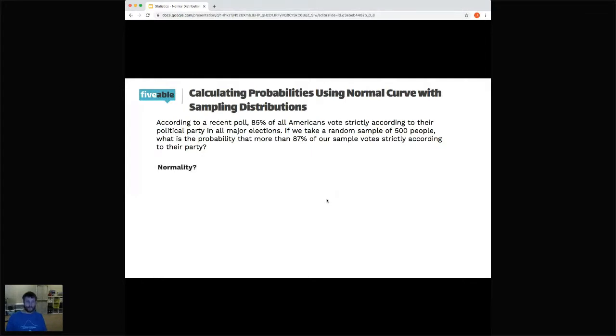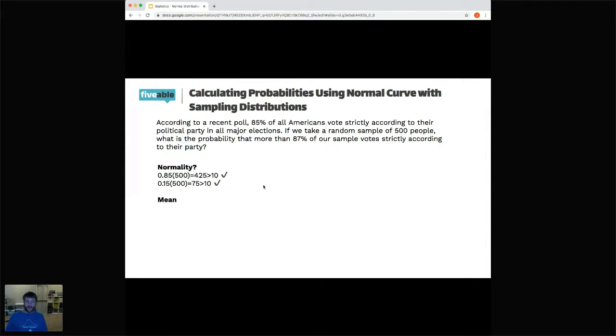So the first thing we need to do, can we use a normal curve? Okay, 0.85, that's our proportion of our population, times 500, which is our sample size. We would expect there to be 425 people that would vote for their party. So that's greater than 10. We would expect 75 people to not vote strictly for their party. So that's greater than 10. So yes, we do have a normal curve.